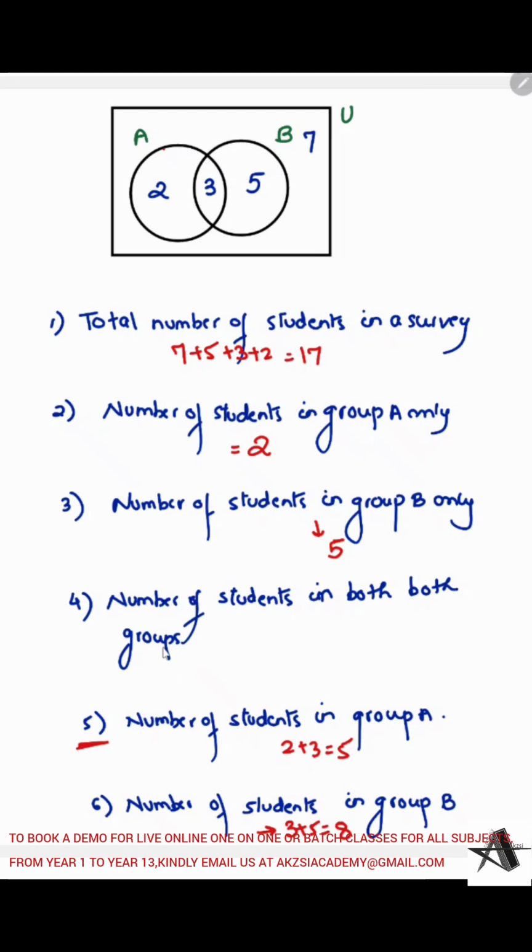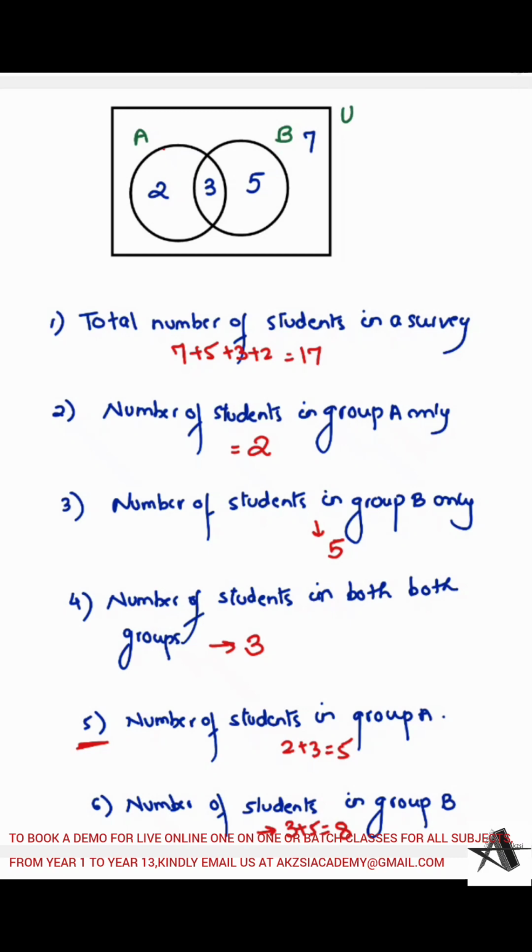Number of students in both groups, that means where they are intersecting, they belong to both. So the number written in the intersection is this, that is 3. So this is our Venn diagram. Venn diagram is already given to us.